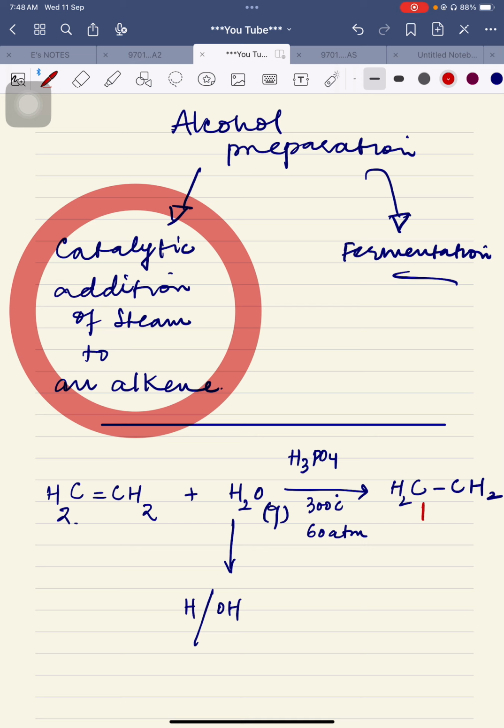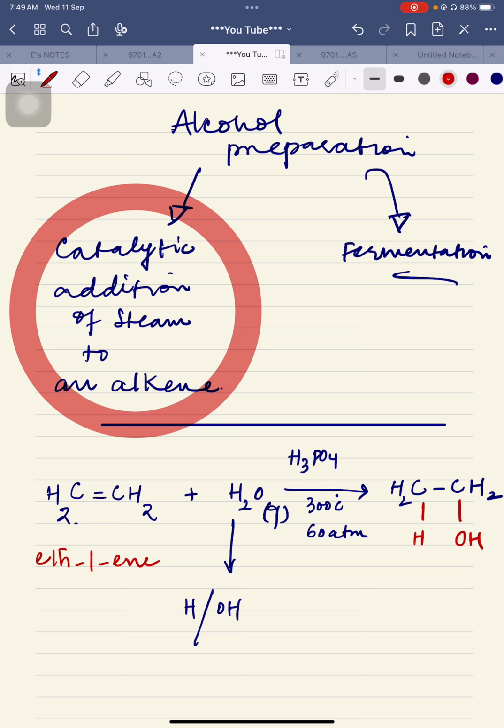So one of the carbons is going to attach with H, whereas the other is going to attach with OH. So this is now a shift. It is a transformation of an alkene to the respective alcohol. So we can say, what is the name for this compound?